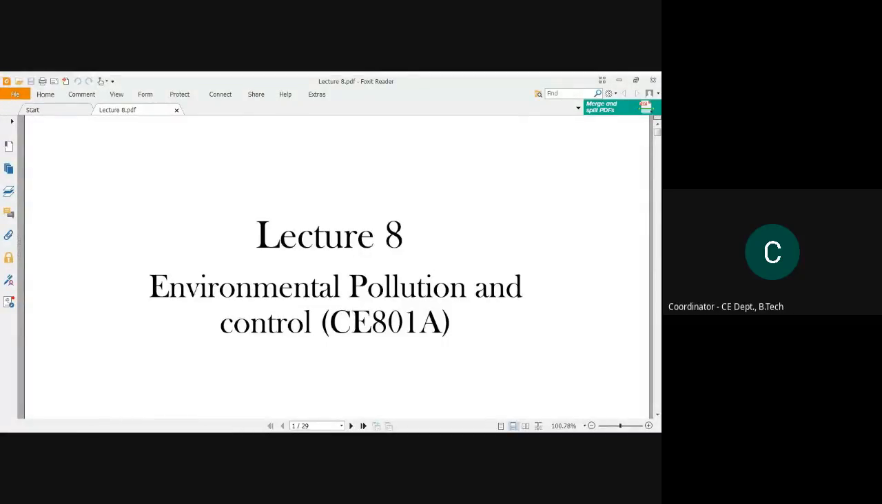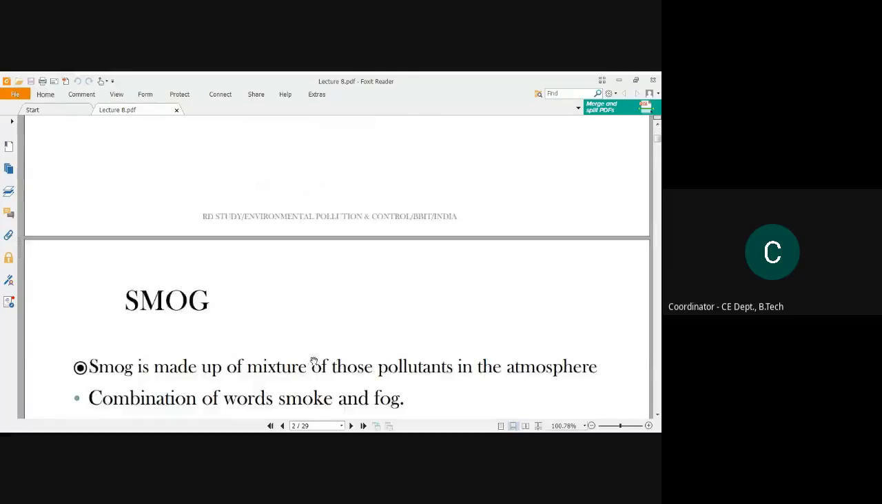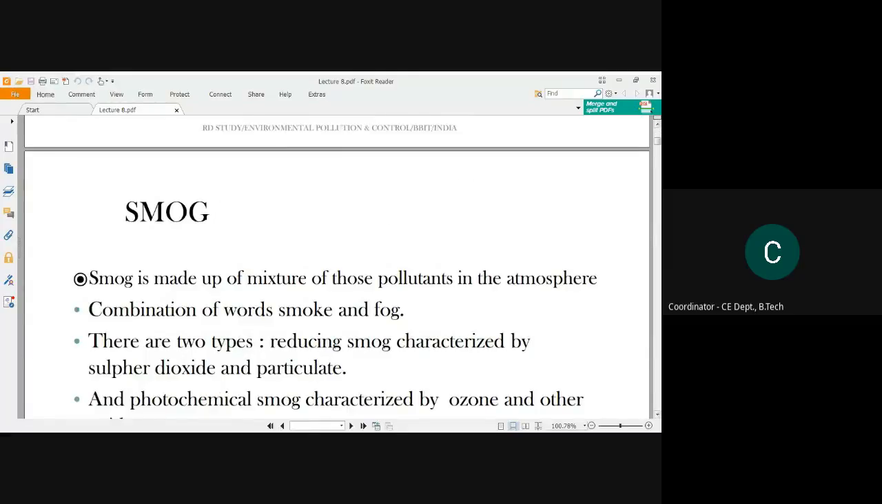Okay, so let us study some other components which we have left behind. Up to now we have discussed the pollutants like carbon monoxide, oxides of sulfur, oxides of nitrogen, and ozone, ground level ozone. So we have come across all these components or pollutants.